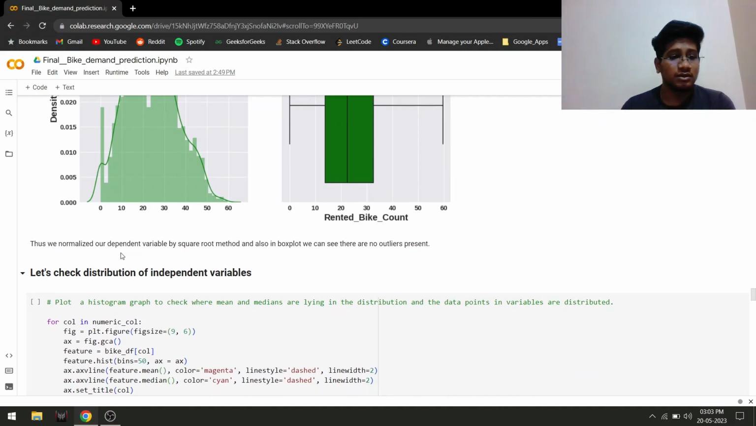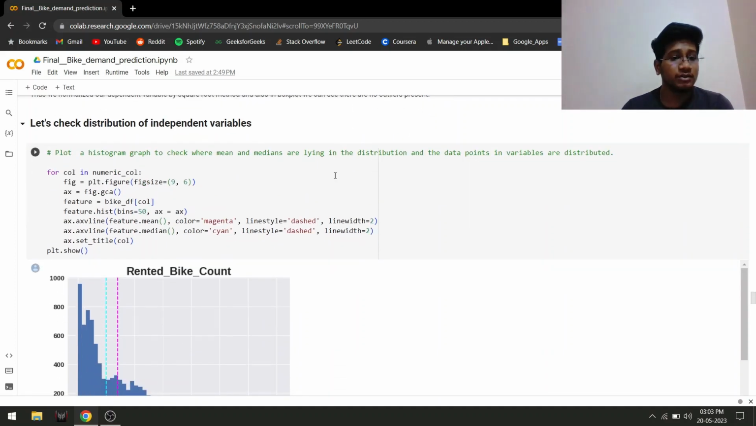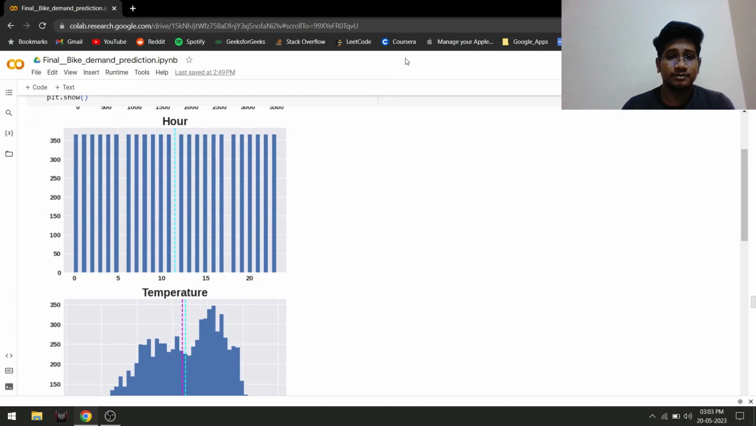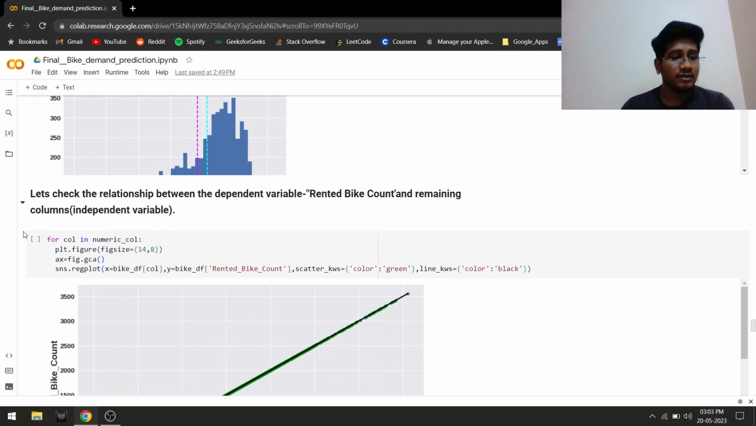So let's check the distribution of the target variable, that is bike rented count. Thus, we have normalized the dependent variable using the square root method. So let's check the distribution of the independent variables here. Let's check the relationship between the dependent variable, that is rented bike count, and the remaining columns.